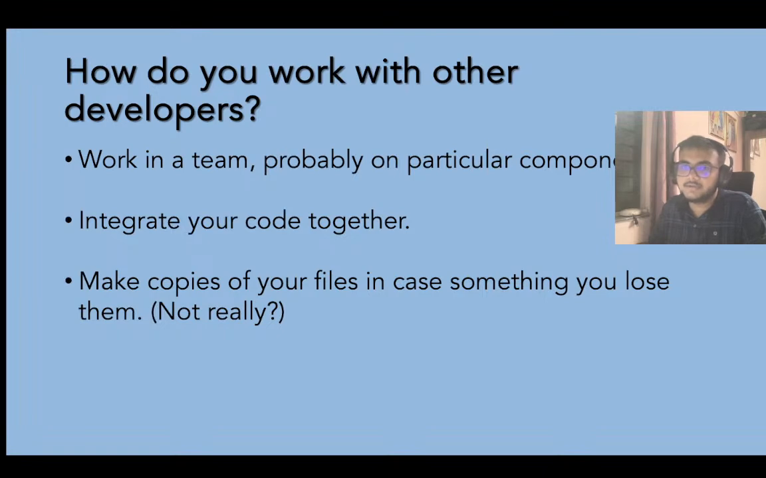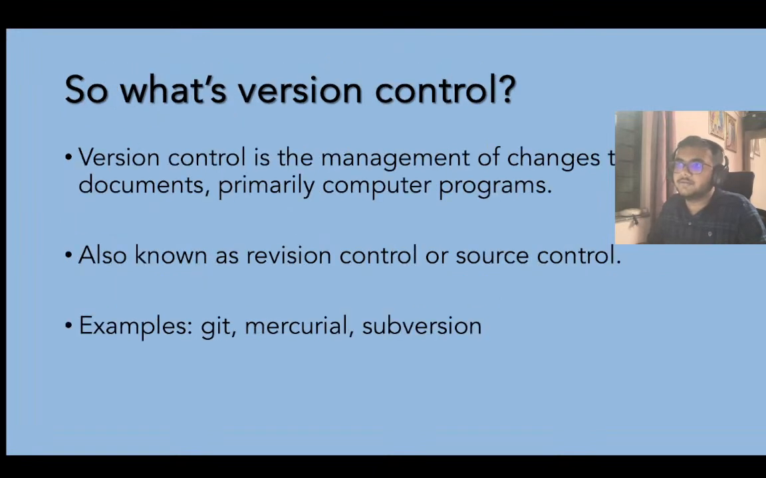So all of this can be simplified using something called version control, where people can do the different parts and then it will all be merged into one single code. Maybe you can make copies of your file in a way such that it's there on the cloud. So what is version control? Version control is basically the management of changes that are made in your documents or your computer program.